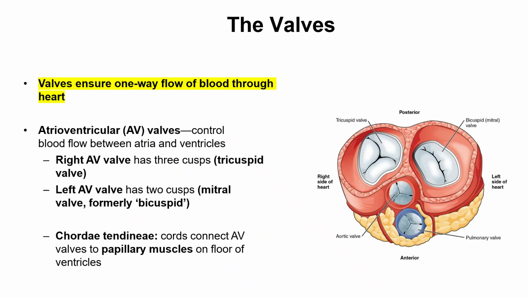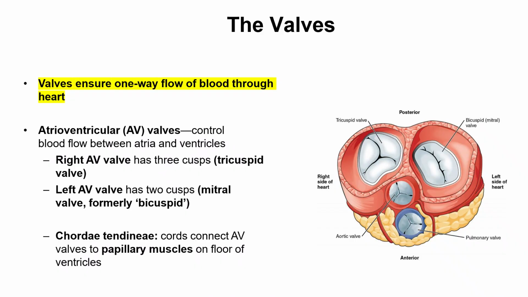So the heart features valves, and valves ensure one-way flow of blood through the heart, and there are four valves that we will discuss. We have the atrioventricular valves, sometimes abbreviated AV, and they're going to control blood flow between the atria and the ventricles.